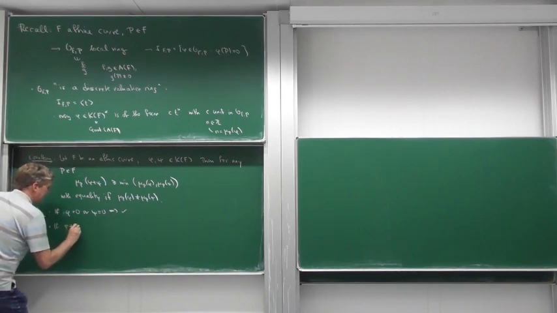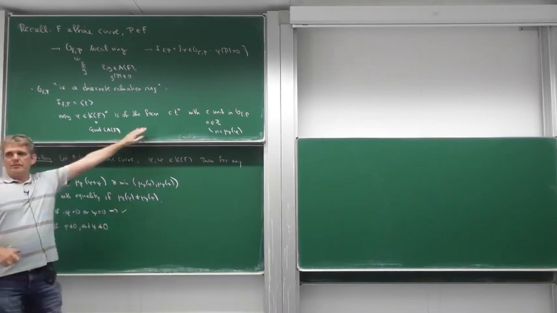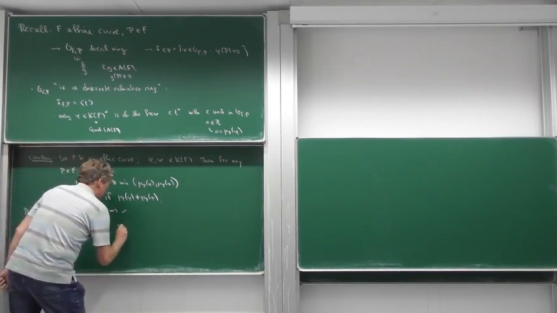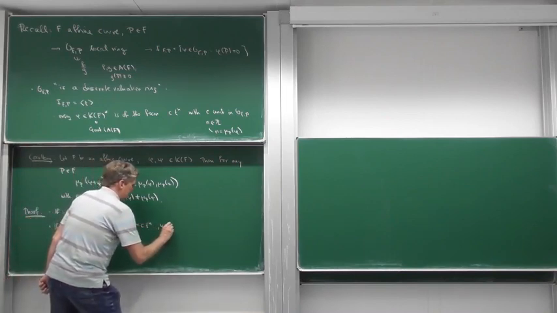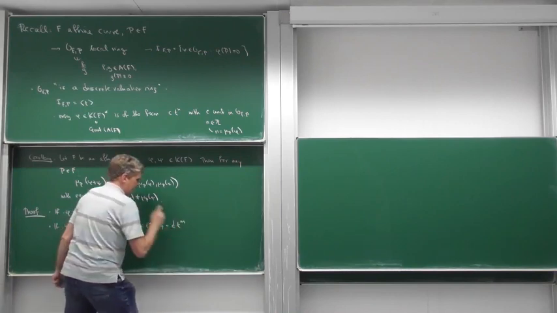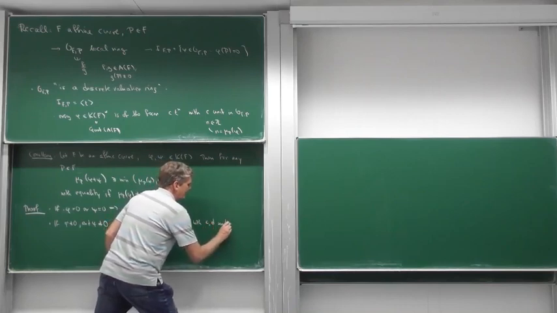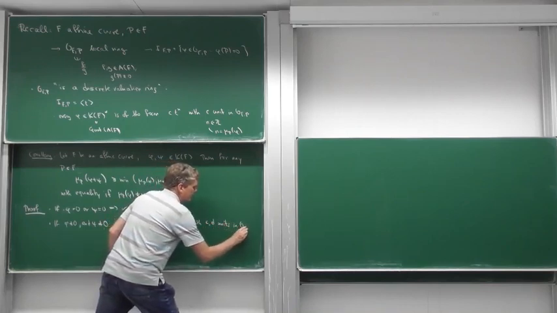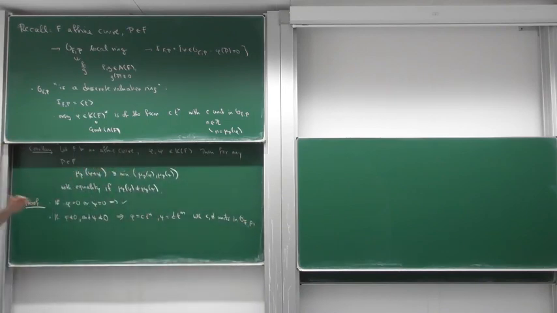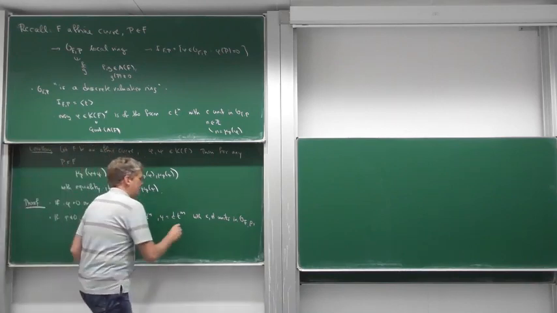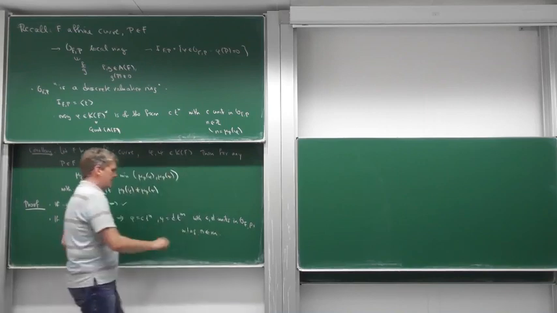If phi is not equal to 0 and psi is not equal to 0, then we can write them in this form. That's what we're going to do. By the above, we can write phi as c times t to the n, and psi as d times t to the m, say, where c and d are units in the local ring, so in O of p, and without loss of generality, n is less than or equal to m.